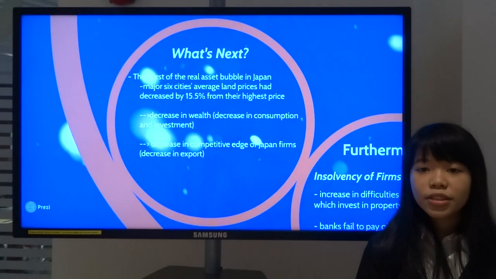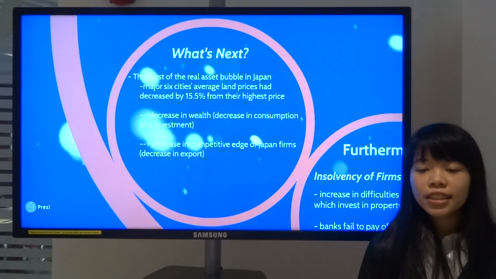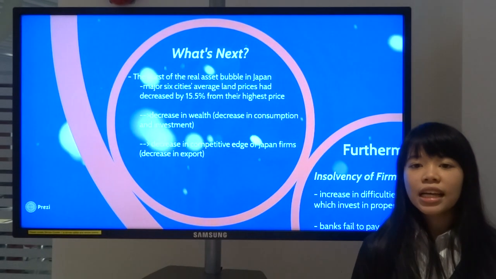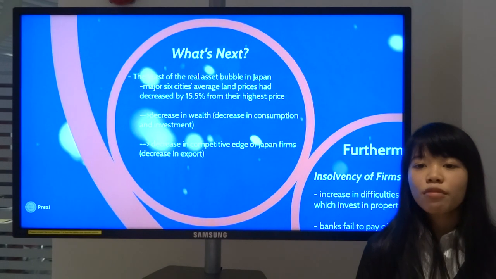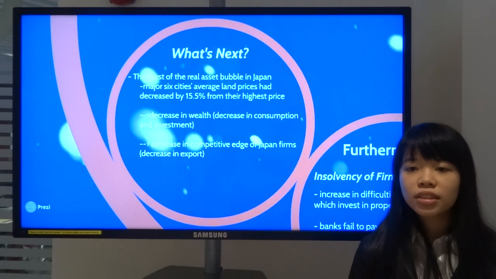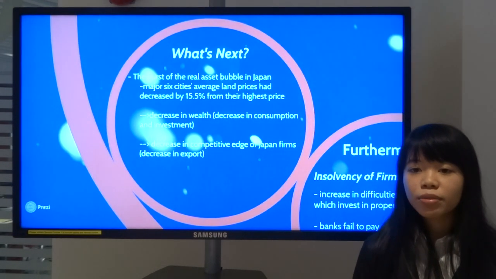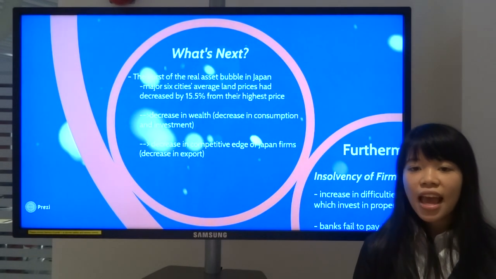The sharp drop in stock price led to the burst of the real estate bubble in Japan. The major 6 cities' average land prices had decreased by 15.5% from the highest price. A decrease in asset price will lead to a decrease in wealth of the general public. People were not confident with the future prospects of Japan and they were less willing to consume and invest. As a result, Japanese firms lost their competitive edges against their counterparts.